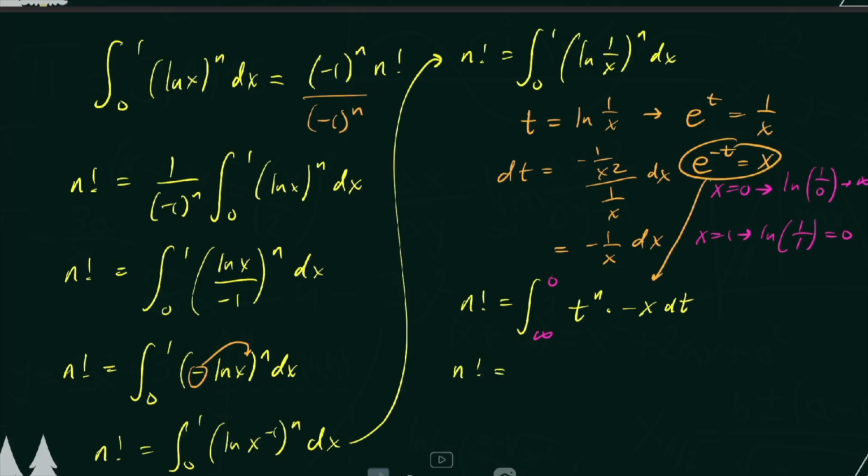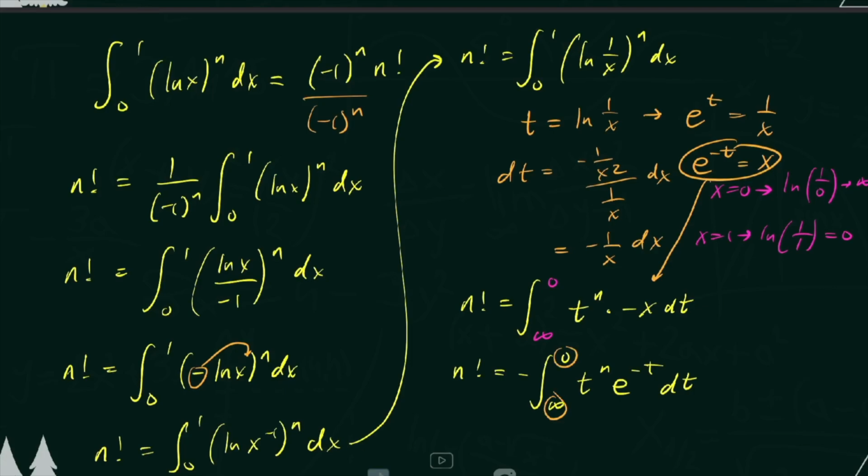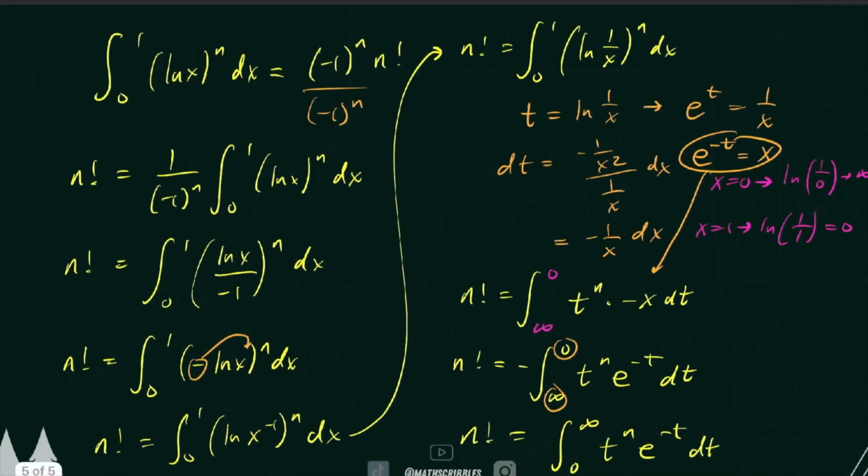So now we have n factorial is equal to, let's bring that negative sign that's inside the integral to the outside. And that's going to give us negative integral from infinity to 0 of t to the power of n e to the negative t dt. But because we have a negative on the outside, we can just flip these limits. That's one of the properties of integration. And this is going to become n factorial is equal to the integral from 0 to infinity of t to the n e to the negative t dt. So now we found this really nice integral, the integral from 0 to infinity of t to the power of n times e to the negative t dt is equal to this n factorial value.